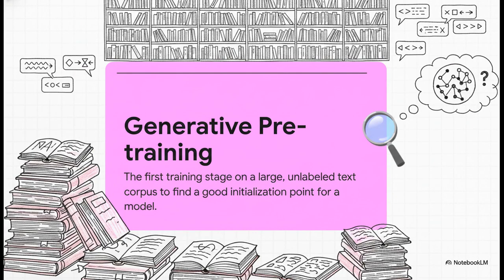So let's break that down. Think of this first step, this generative pre-training, as the model basically going to the world's biggest library and just reading. It's not studying for anything in particular, it's just absorbing everything, learning how words connect, how sentences are built, and even picking up on world knowledge, all by just trying to predict the next word in a sentence, over and over and over again.